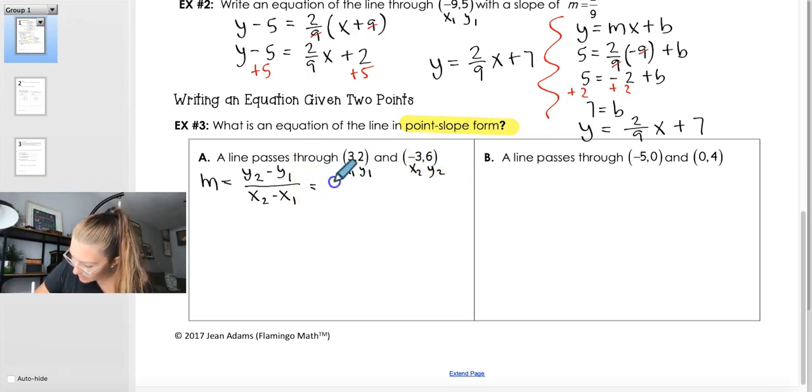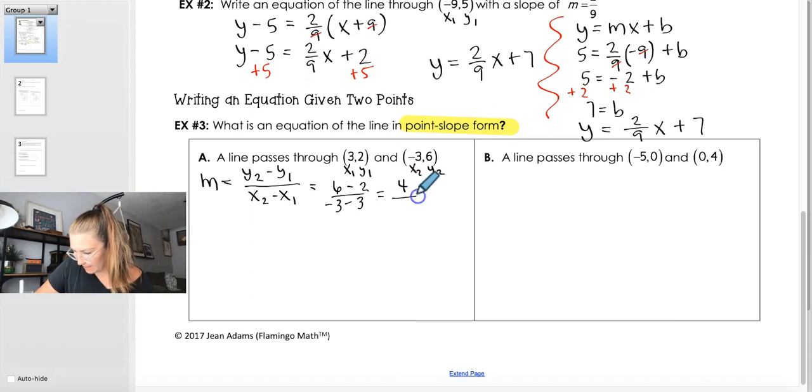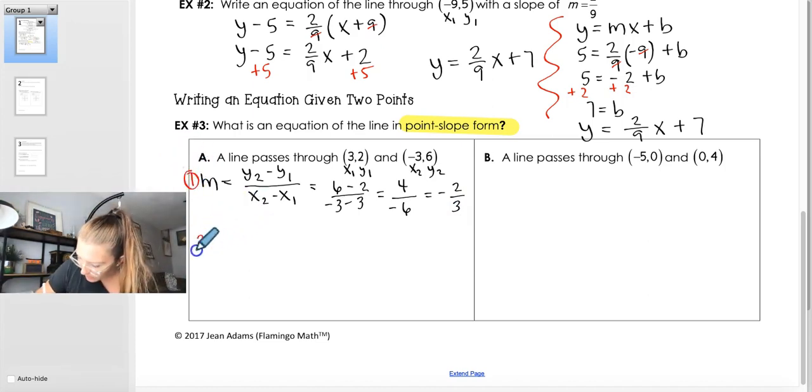So y2 is 6 minus my y1 is 2 over my x2 is -3 minus my x1, which is 3. Alright, simplify. 6 minus 2, 4. -3 minus 3 would give me -6. And this can reduce, so I get -2/3. Alright, so this is going to be our step 1. Step 1, find the slope. Step 2, plug it into point slope form.